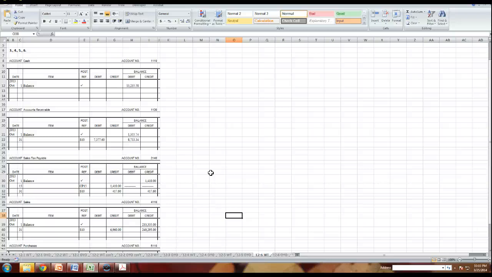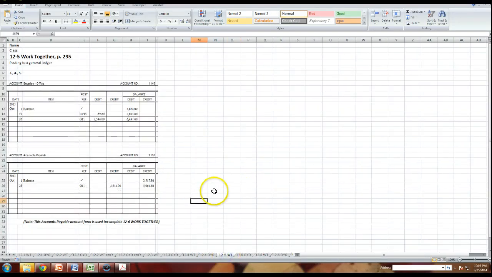And the instructions say, use the partial special journals and the accounts payable general ledger account form that were used for work together earlier in this chapter. So it's actually in 12-5, I think this is weird. When I redo this for next year, I'm going to put all of the general ledger accounts together because I feel like accounts payable should be in this mix, not over here in 12-5. It's weird. Anyway, here's our accounts payable and 12-5 work together. Here's our accounts payable general ledger account form.